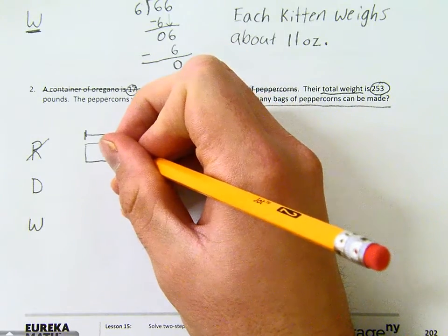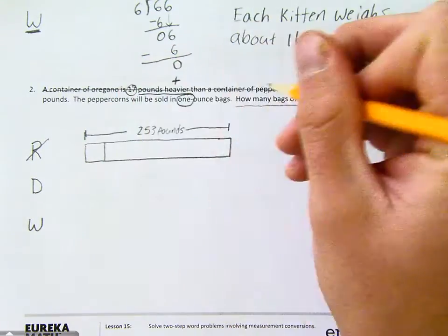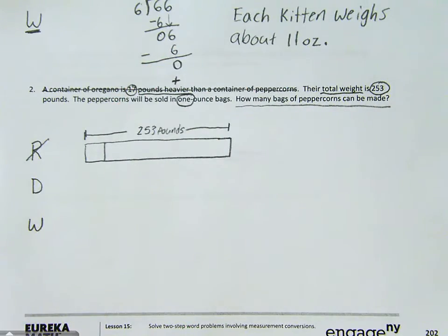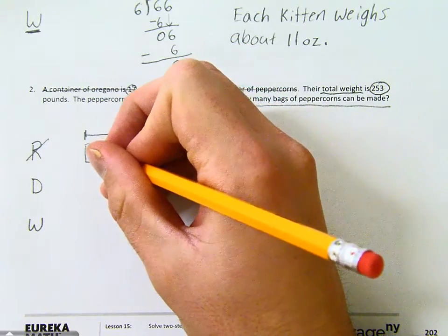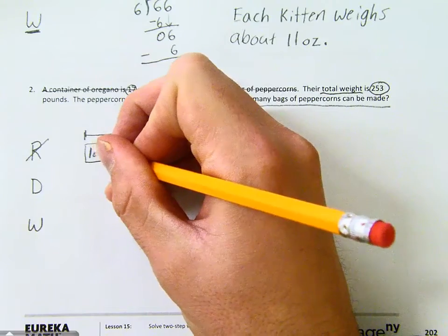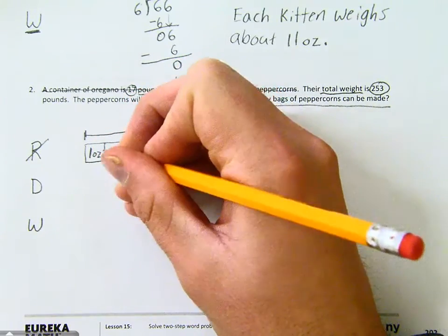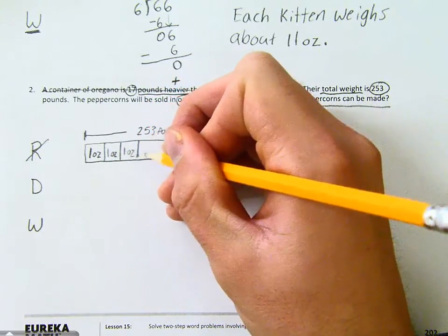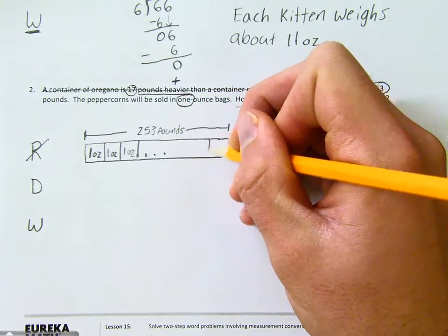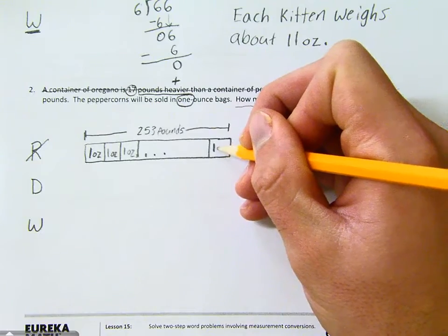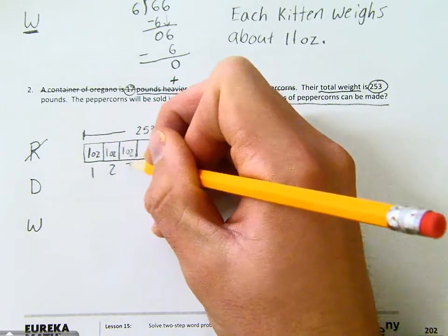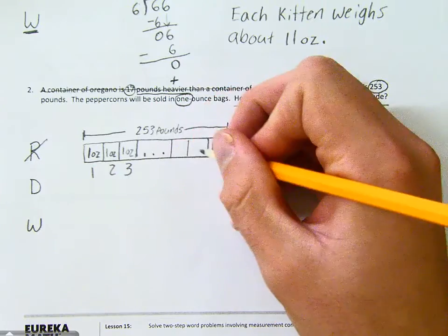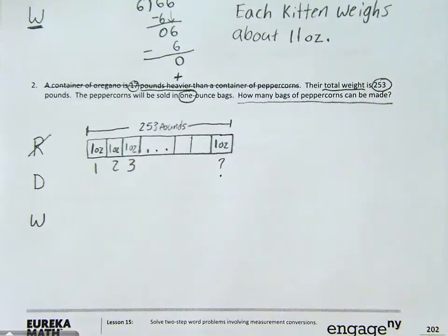So I'm going to draw my peppercorn bags, and I know each one's going to be 1 ounce, 1 ounce, 1 ounce, and eventually I have 1, 2, 3 bags, and I want to know how many bags am I going to have altogether.